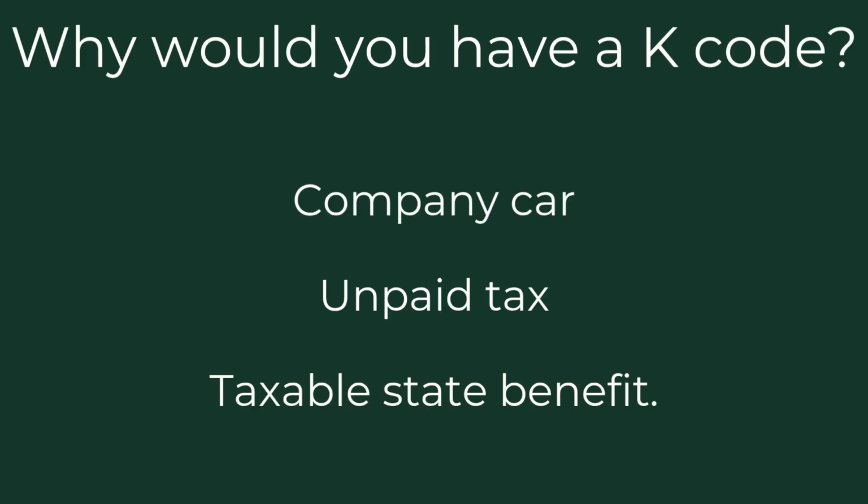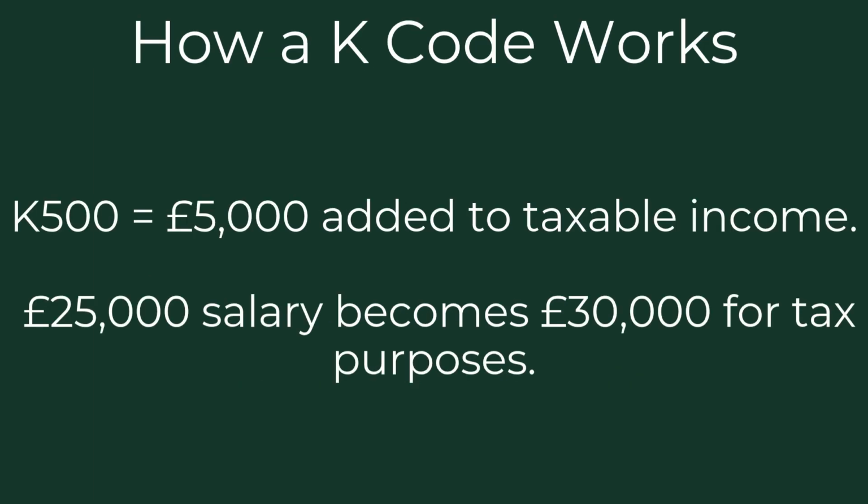A K code is used when the deductions HMRC needs to collect are greater than your personal allowance. This most commonly happens when you have a taxable benefit from your employer, such as a company car, when you have unpaid tax from a previous year being collected through your current pay, or when you receive a taxable state benefit alongside employment income. With a normal tax code, your allowance is subtracted from your income before tax is calculated.